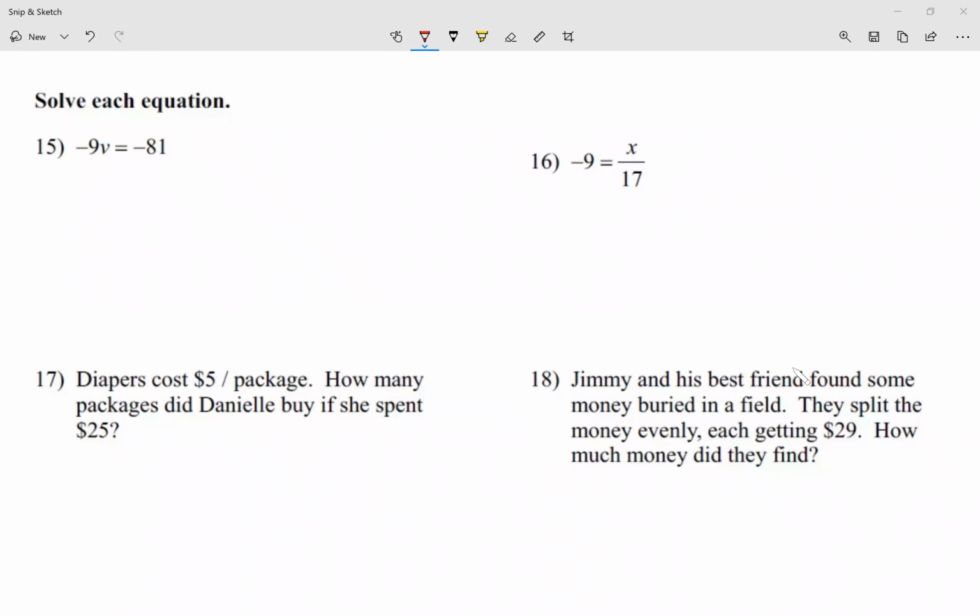Okay, so we're looking at equations. Last week we talked about the equations that are solved by adding or subtracting. Now we're going to be looking at the equations that get solved by either multiplying or dividing. Okay, so let me zoom in. Let me take a look at a couple of things.